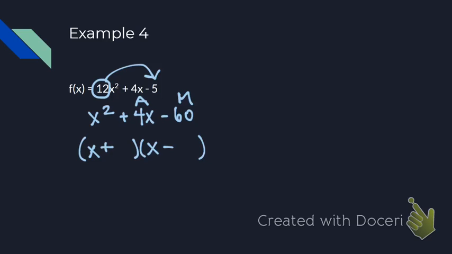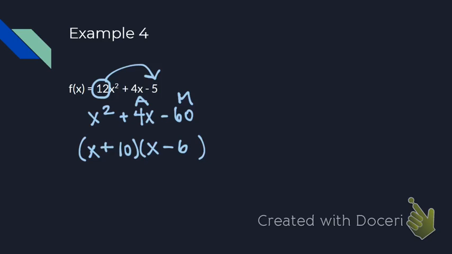Okay, so 10 and 6 multiply to 60, and so I have to figure out how to use 10 and 6 to get to positive 4. So if I do positive 10 minus 6, that's a positive 4 if I add them. And if I do 10 times a negative 6, it multiplies to be a negative 60.